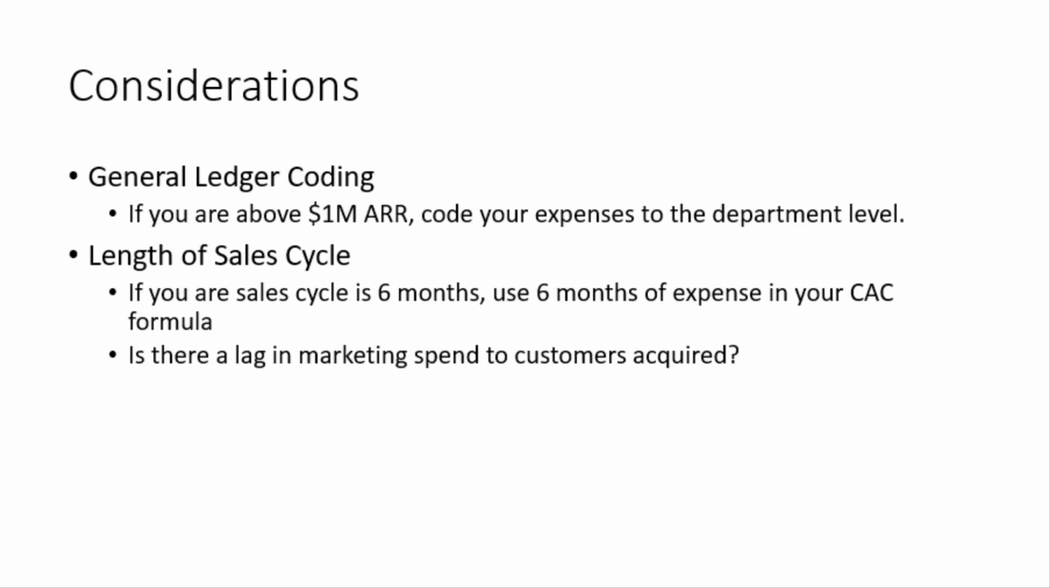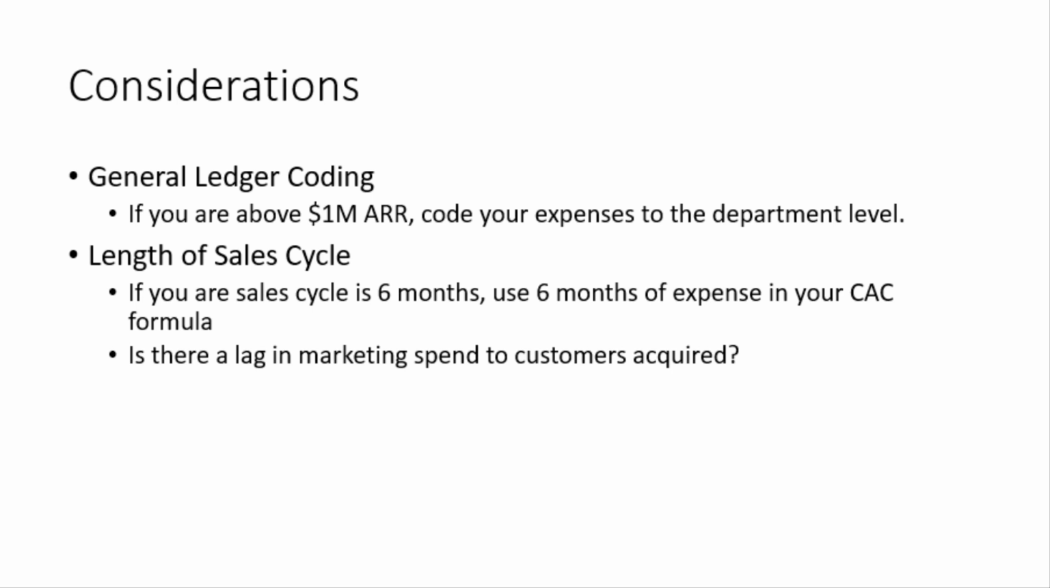Some of the considerations with calculating this formula correctly. So, general ledger coding. I'd say if you are above 1 million in ARR, you need to start coding your expenses to the department level. What I mean by that is, rather than just having one P&L with all your expenses, underneath that you need to start coding. For example, wages should be tagged and coded to sales.